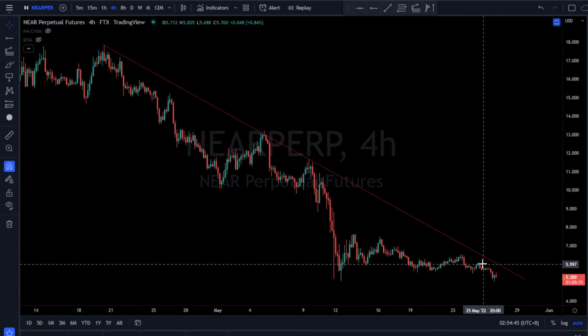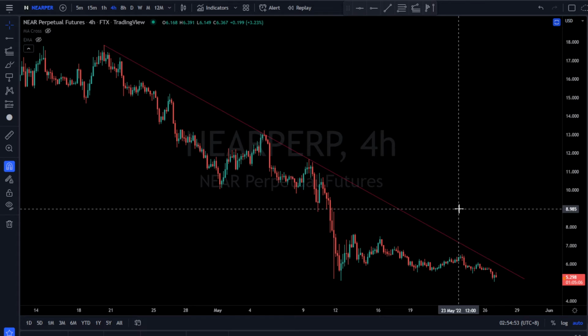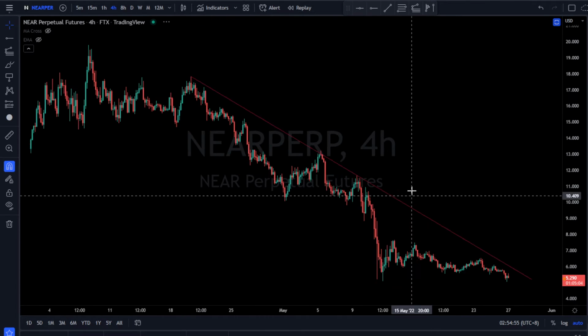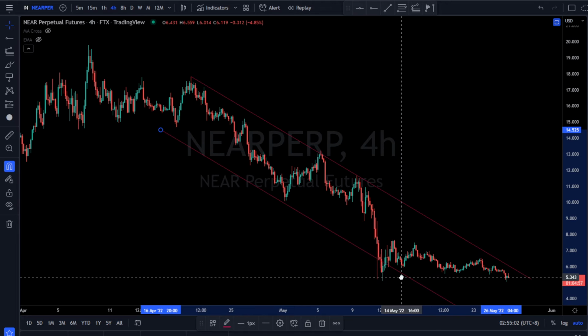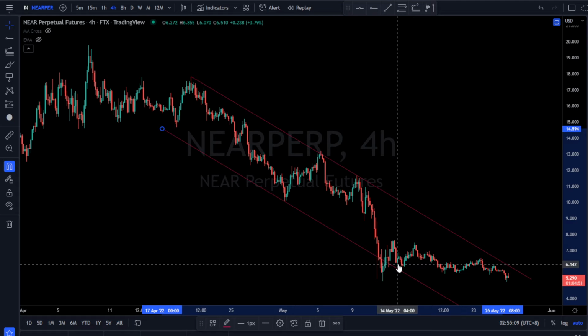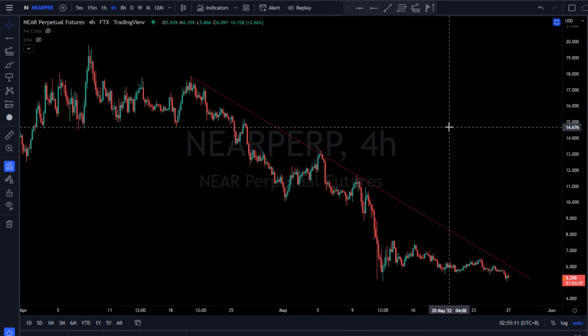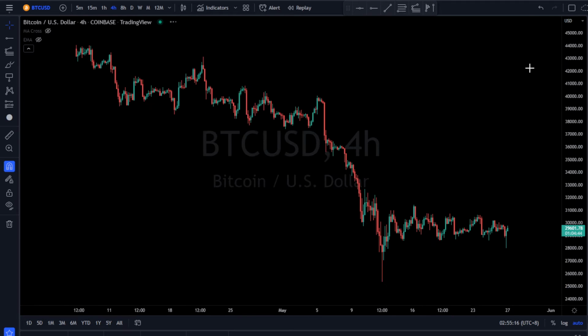Okay, so channels essentially are extensions of trend lines where you clone a parallel trend line to form the other side. What do I mean by this? For this particular example on NEAR, we can't really see that, right? There's no clear channel forming, but let's go to a few examples on channels.